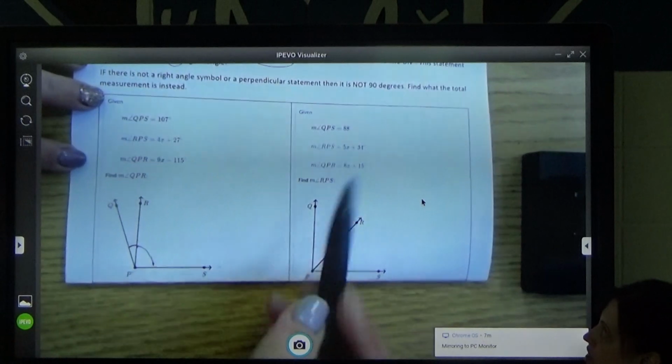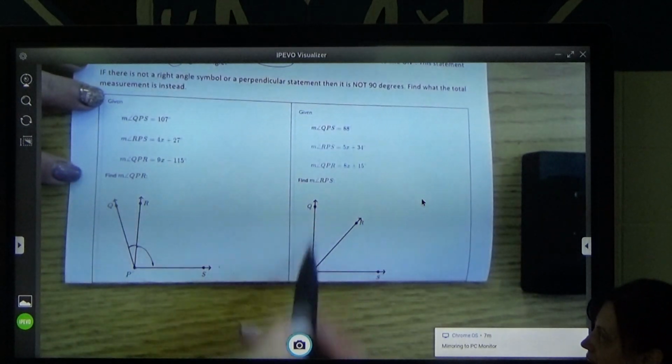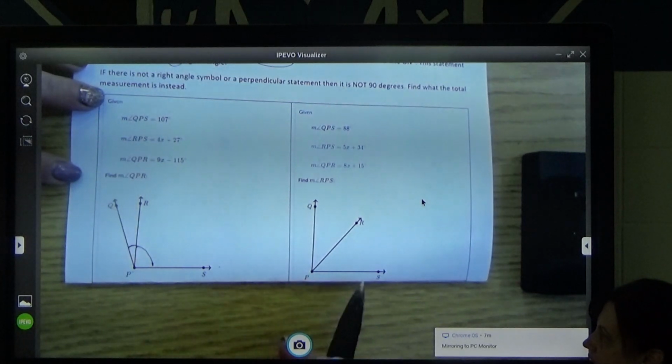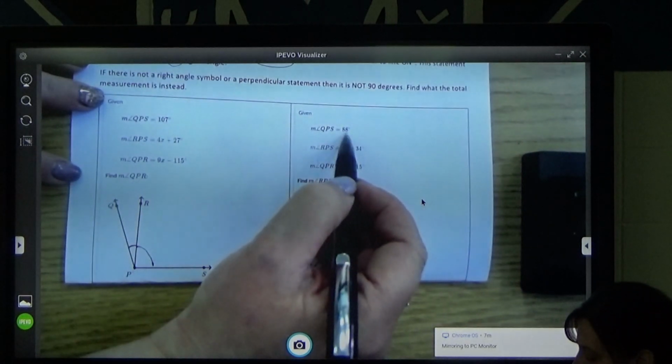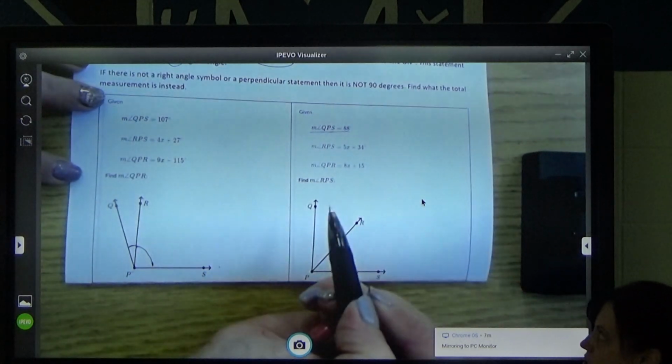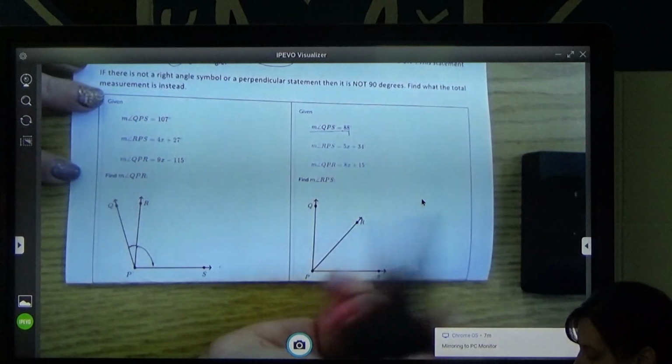Okay? The second example here is a great reason why you don't assume. My eyes think QPS could very well be 90 degrees, but if I read my statement up here, it actually tells me it's 88 degrees. So don't get caught by making that assumption.